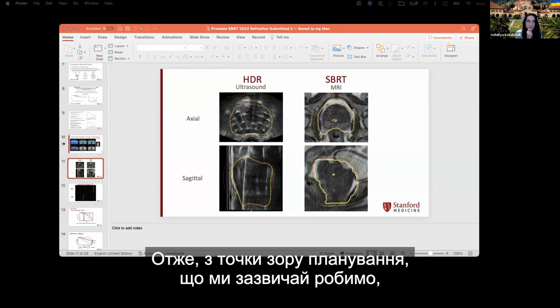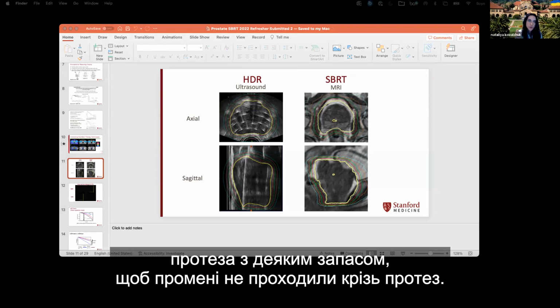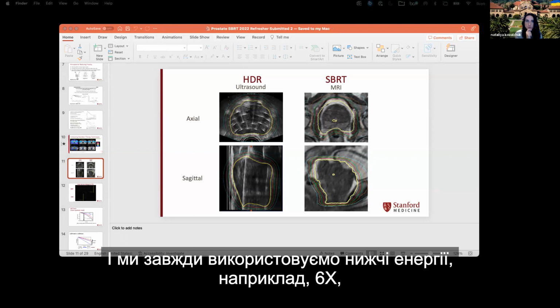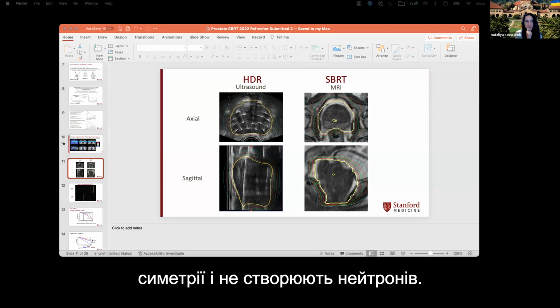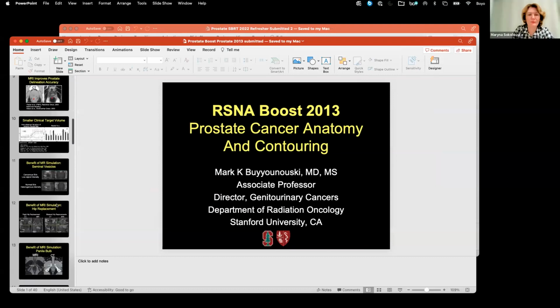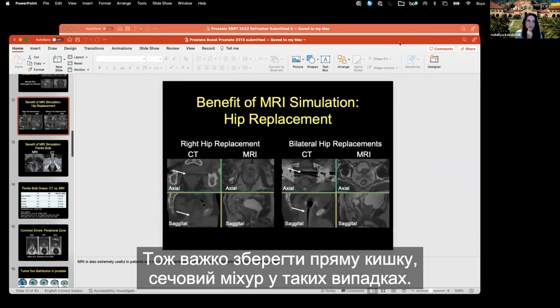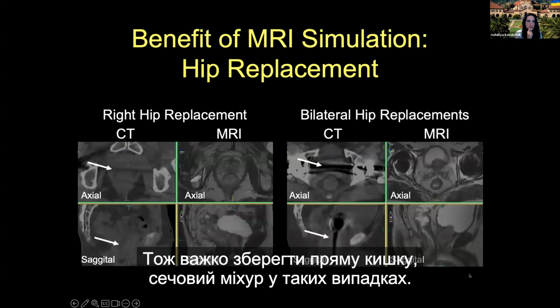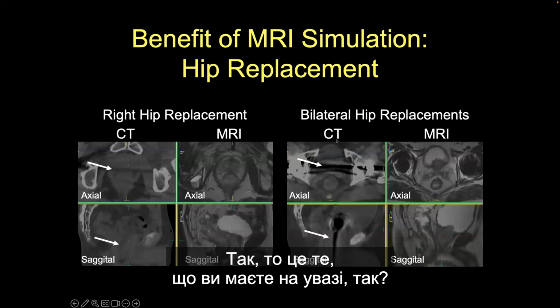In terms of planning, what we typically do when we do VMAT is put avoidance sectors around the prosthesis with some margin, so the beams are not going through the prosthesis. We always use lower energies like 6X, and we do not use 10X in those cases, because it's more accurate in terms of the dosimetry, and it doesn't create neutrons. But the plan quality usually suffers in bilateral prosthesis, so it's difficult to spare rectum and bladder in those cases. Yes, indeed.